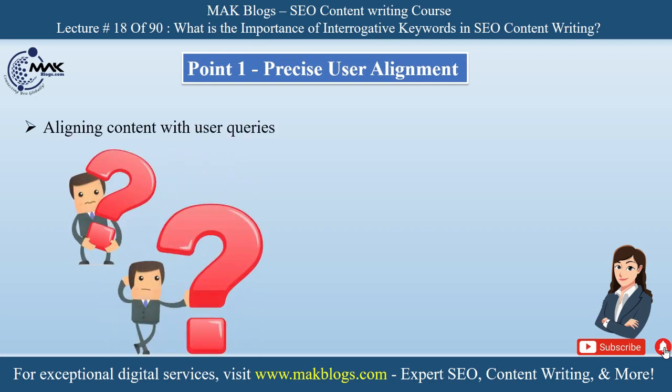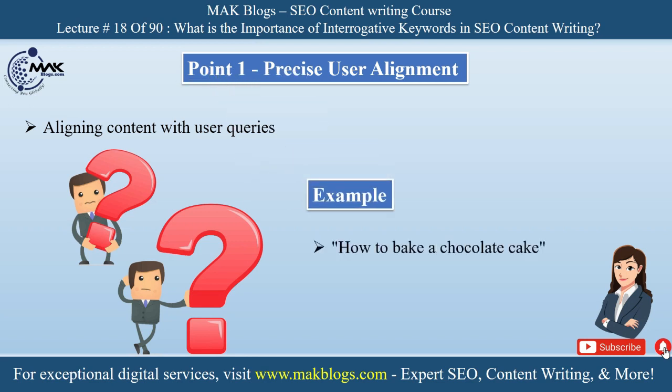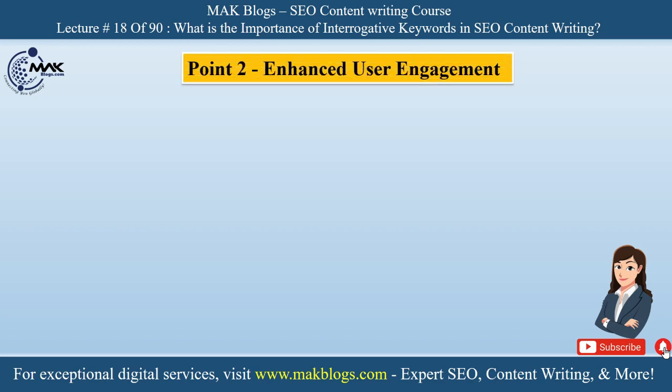Interrogative keywords directly align your content with user-specific queries. For example, a user searching for how to bake a chocolate cake finds your detailed recipe guide when you have incorporated this keyword. Next, we have enhanced user engagement.